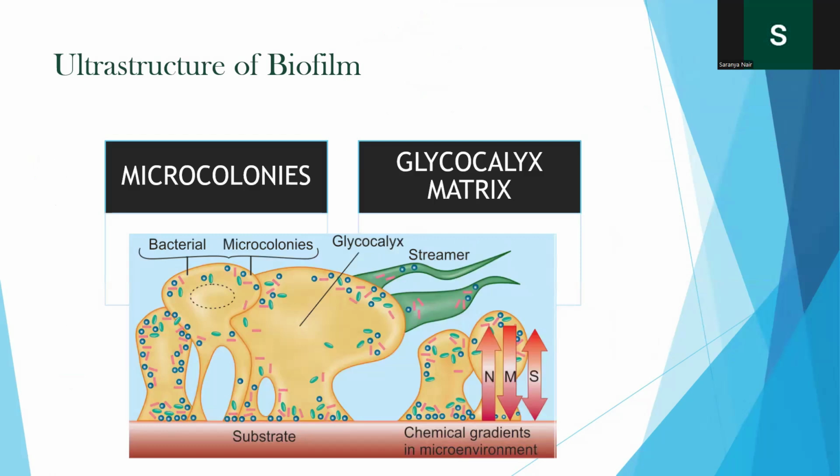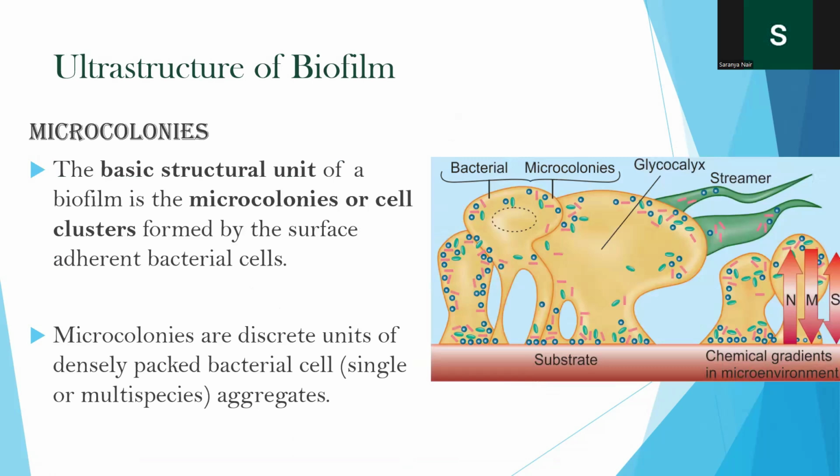Now, moving on to the ultrastructure of the biofilm. Basically, the structure of the biofilm includes the microcolonies and the glycocalyx matrix. That is, it includes the bacterial microcolonies and a glycocalyx structure within it, the substrate, and the chemical gradients in the microenvironment. Microcolonies are the basic structural unit of a biofilm. They are clusters of cells formed by the surface adherent bacterial cells.